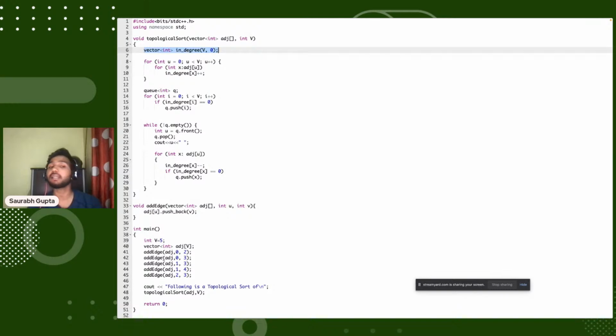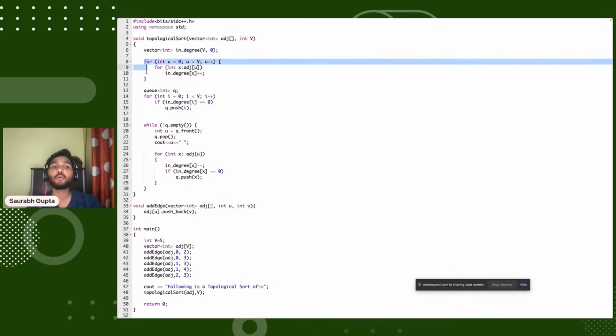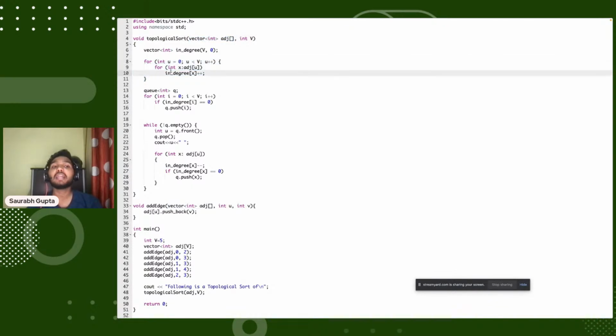Again, I'm using an adjacency list representation of a graph. So that is why it is like this, right? The graph is represented like this. We are not using adjacency matrix here, right? So again, this loop will calculate the in degree of each and every vertex. So I'll go through every vertex.